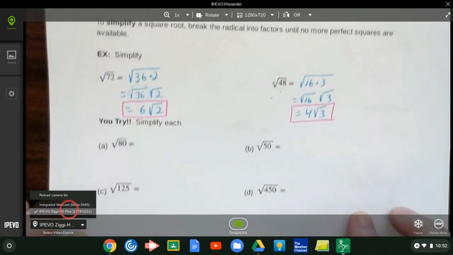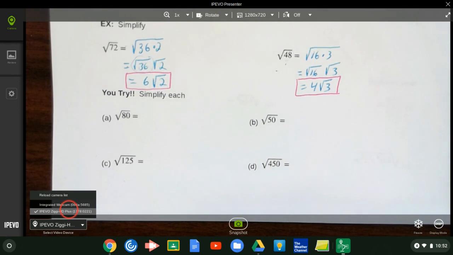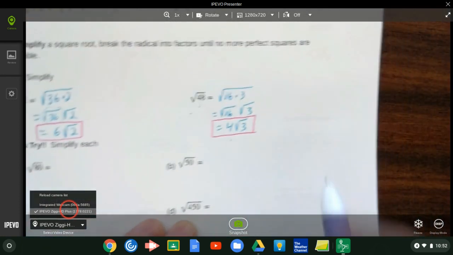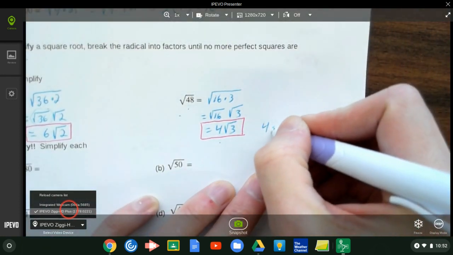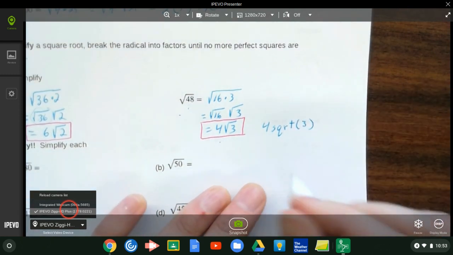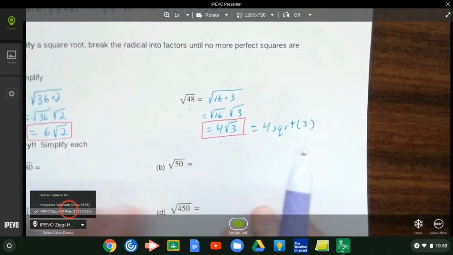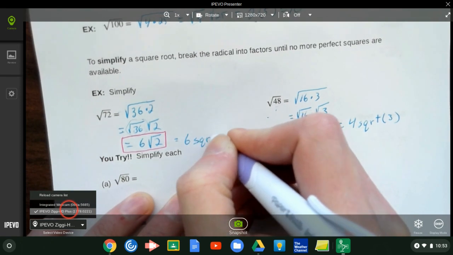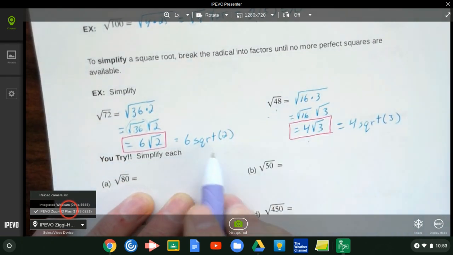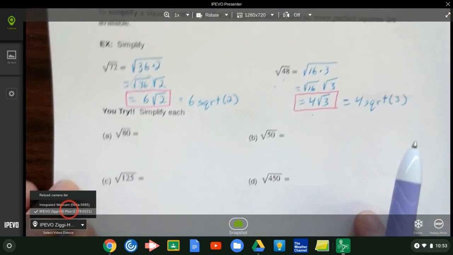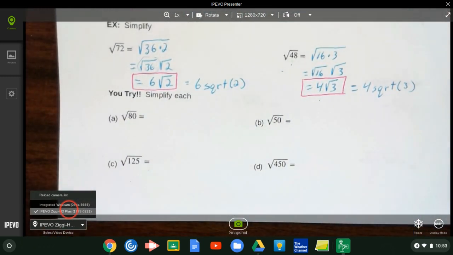Why don't you try a couple of these? Try these 4 problems here, and then we'll go over them, okay? When you type into this square root, like if I wanted to type in 4 square root of 3, I would type in 4 SQRT parentheses 3. Okay, so that's how I would type this into an answer. If I'm typing this one in, I would type in 6 SQRT parentheses 2. So type your answers like this for these problems here. Okay, give it a shot. I'll give you some time.